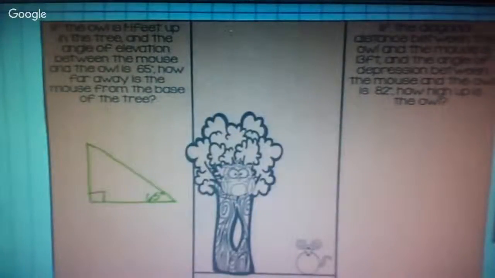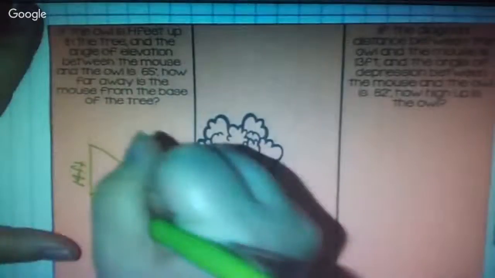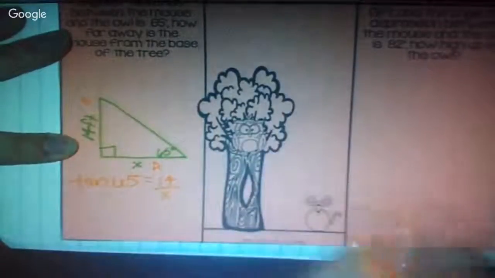They tell us that the owl's 14 feet up in the tree. Where does that go? On the side. That's your side. We need to find how far the mouse is from the base of the tree. The bottom leg. So guess what? Opposite and adjacent. Tangent again. Tangent of 65 equals 14 over x. So we divide.